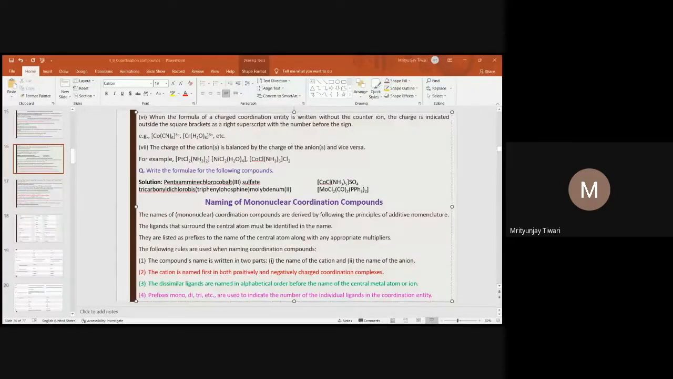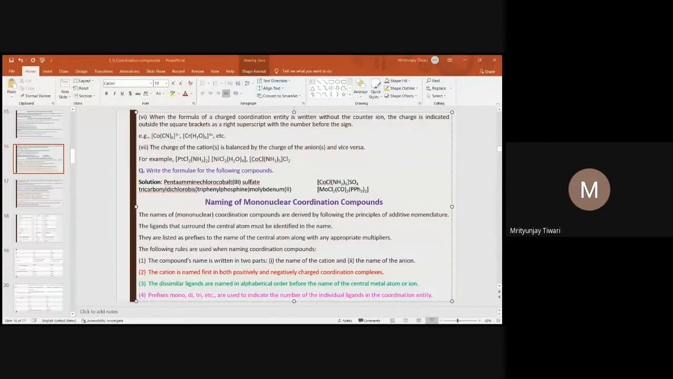Now let's see this example. Tricarbonyl. So this is carbonyl. Carbonyl is the main ligand. Carbonyl means carbon monoxide is acting as a ligand in this case. Chloro: one chloro is also there, and chloro is also written as chlorido. So one chloride ligand is there. The tricarbonyl: three carbonyl ligands are there.